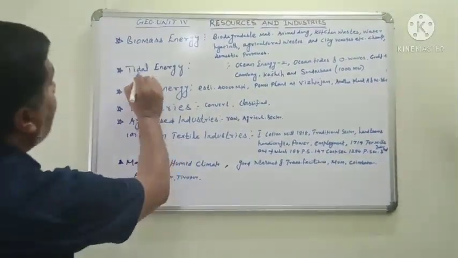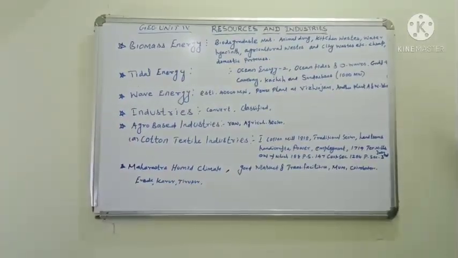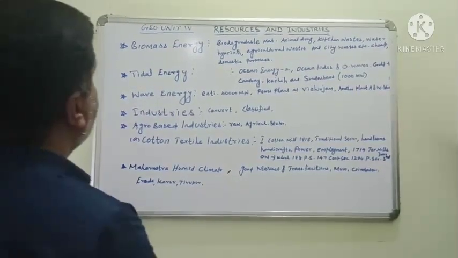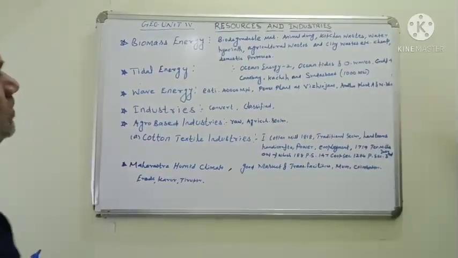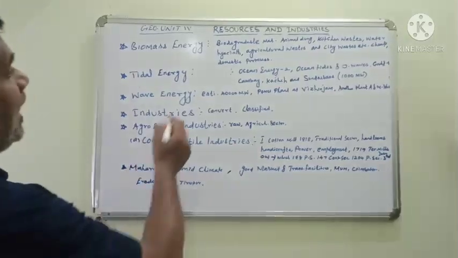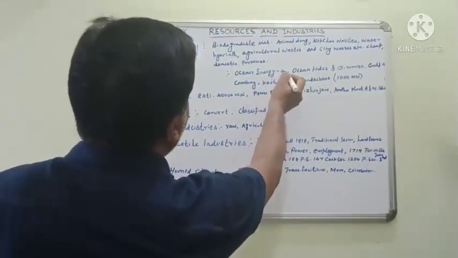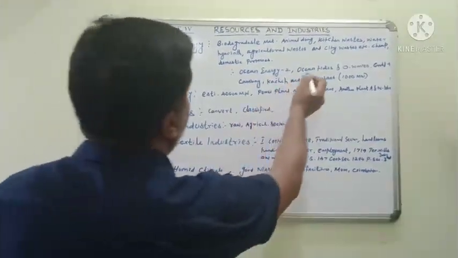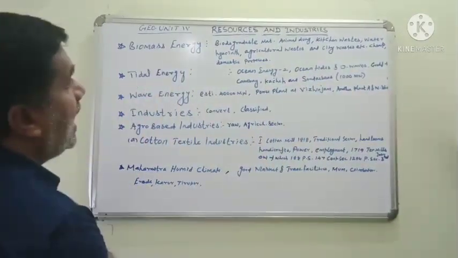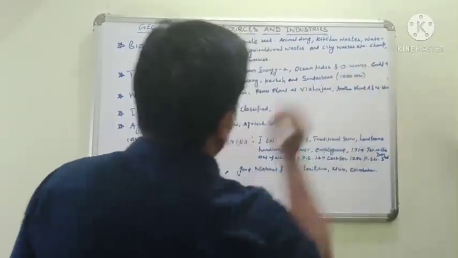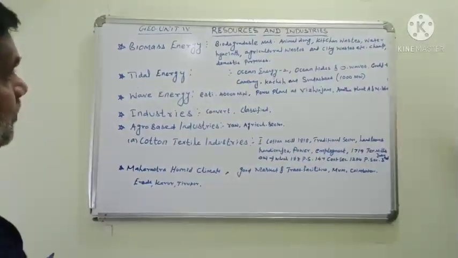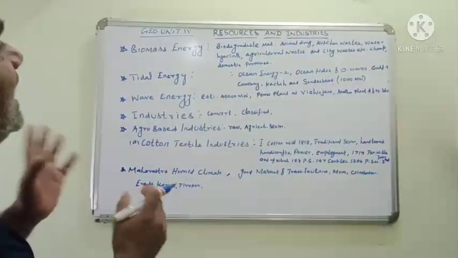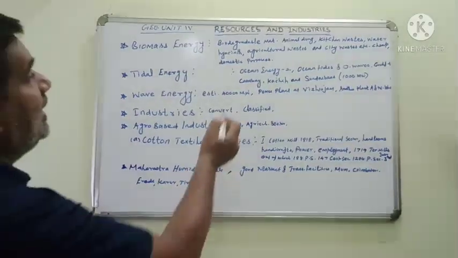Next, tidal energy. Tidal energy produces many megawatts, and ocean energy is divided into two: one is ocean tides, another one is ocean waves. The Gulf of Cambay in our country produces a lot of tidal energy.